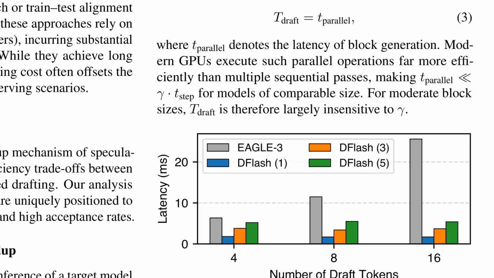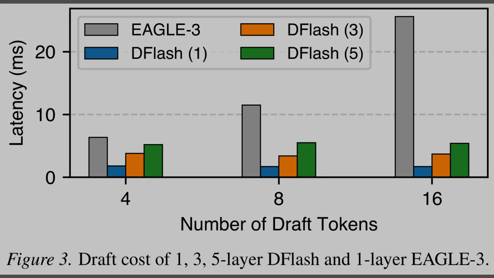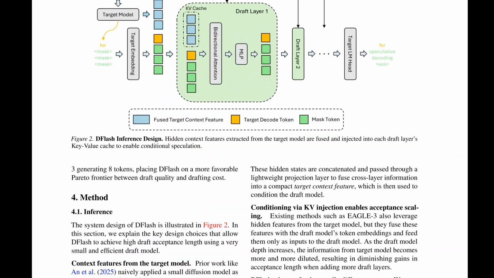To understand the mechanics behind these gains, Figure 3 breaks down the drafting latency in milliseconds. The gray bars show the baseline Eagle 3, where the time cost climbs steeply as we increase the number of draft tokens from 4 to 16, simply because it generates them one by one. In contrast, the colored bars for DFlash stay nearly flat across the board. This happens because the diffusion approach generates the whole block in parallel, so adding more tokens costs almost nothing in extra time.